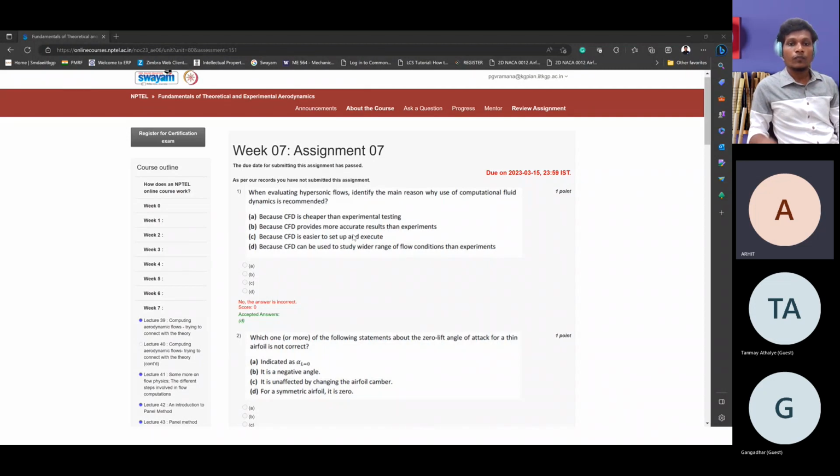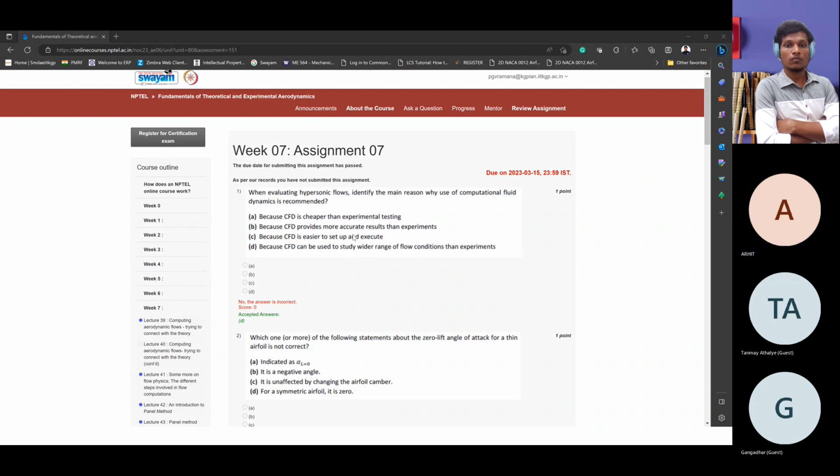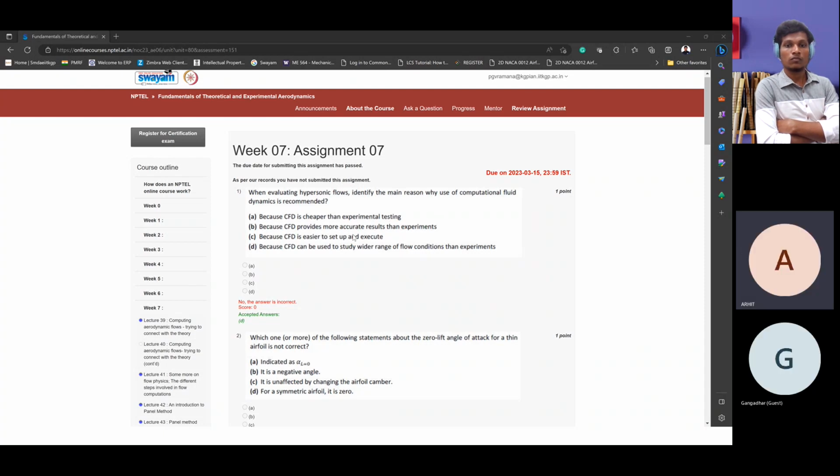Sir, in the first question, I have picked the answer because CFD is cheaper than experimental testing, and I think, sir, answer A and answer B, because CFD provides more accurate results than experiments, A, C, and D. I think three options will be correct in this case, but only one option is given.